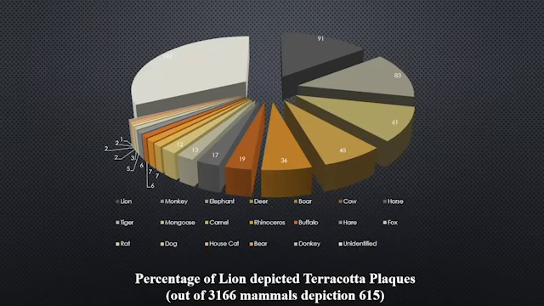Total 3,166 mammal depictions, 615 mammal depictions out of 3,166, and lion is the most depicted on terracotta plaques, 91.